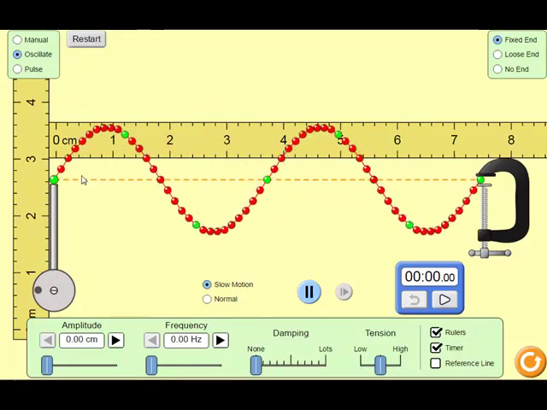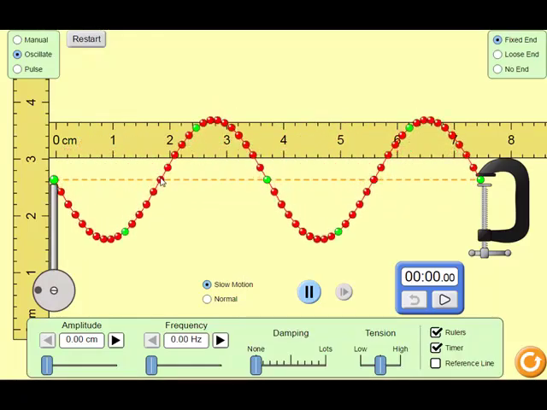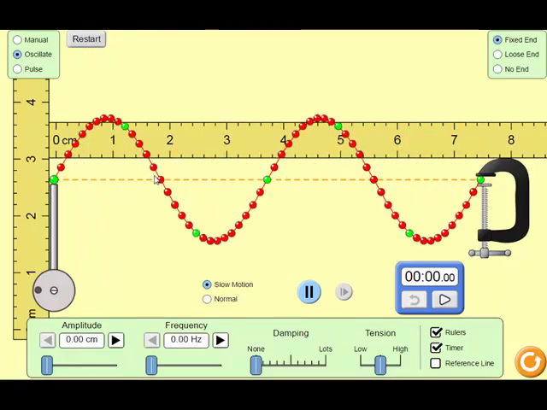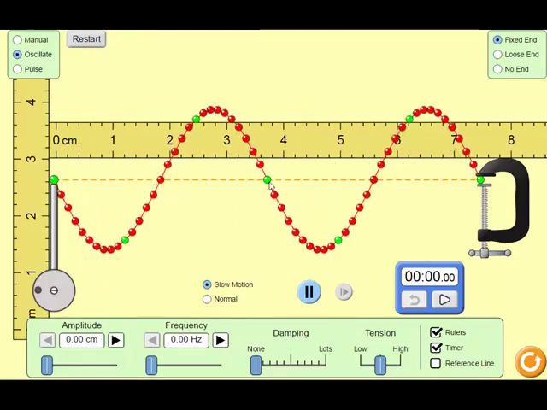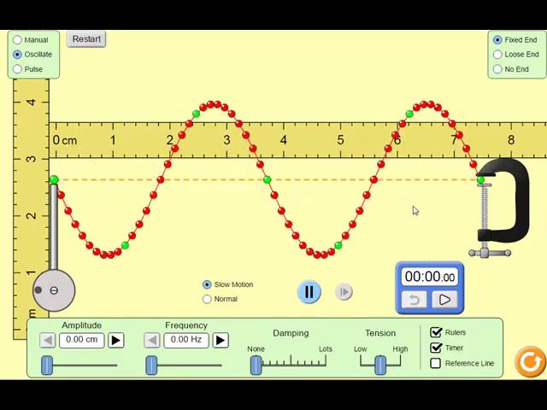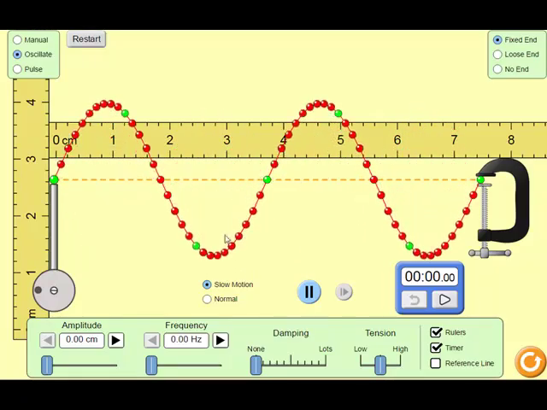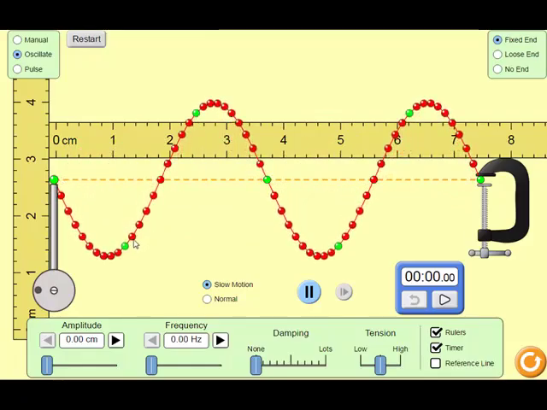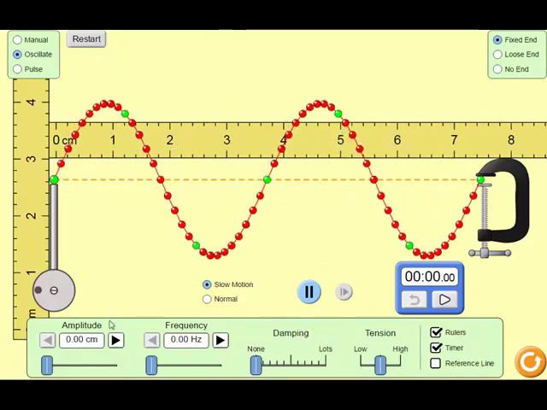Yeah, I can see I've established a standing wave. If I want to find the nodes, 1 here, 1 here, 1 here, 1 here, 1 here. My antinodes, 1, 2, 3, and 4. So I know it's the fourth harmonic.